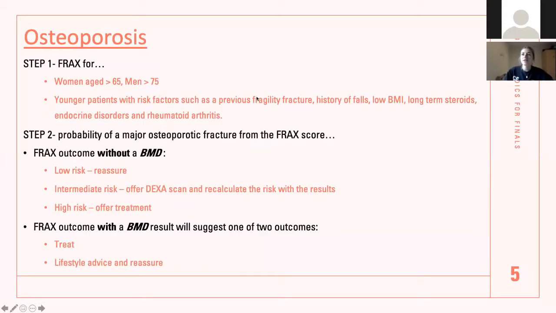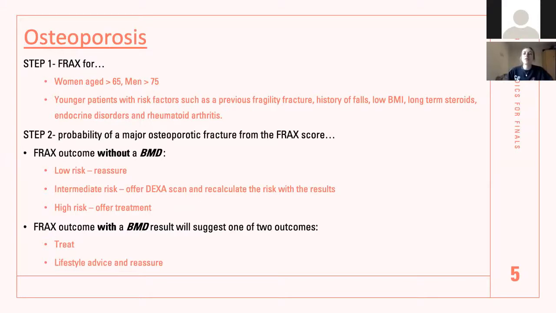So like I said, step 1, you'd firstly do a FRAX tool for all women aged above 65 or men above the age of 75. You'd also do a FRAX for younger patients with risk factors. So they've previously had fragility fractures, they've got a low BMI, such as people with anorexia nervosa, it's frequent to do a FRAX on those people. Also if they're taking long-term steroids, have endocrine disorders, and also rheumatoid arthritis. You'd then go on to step 2.